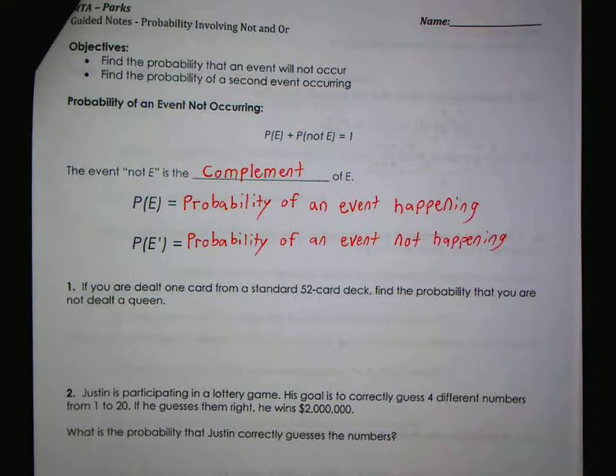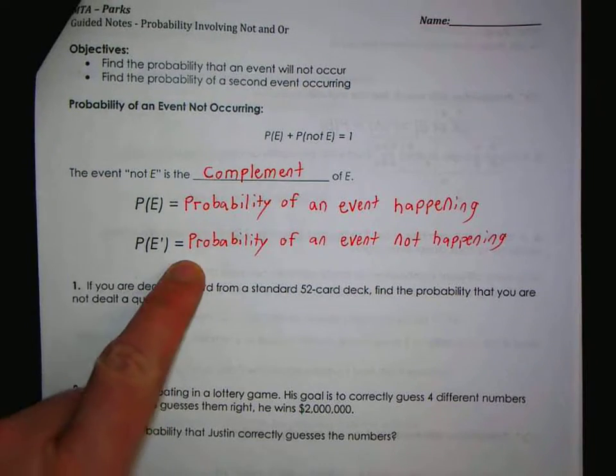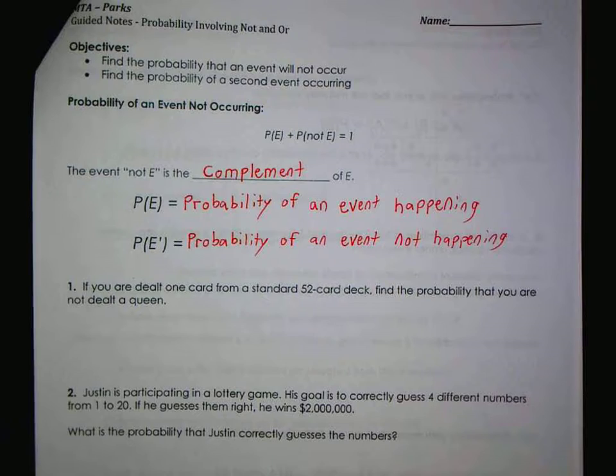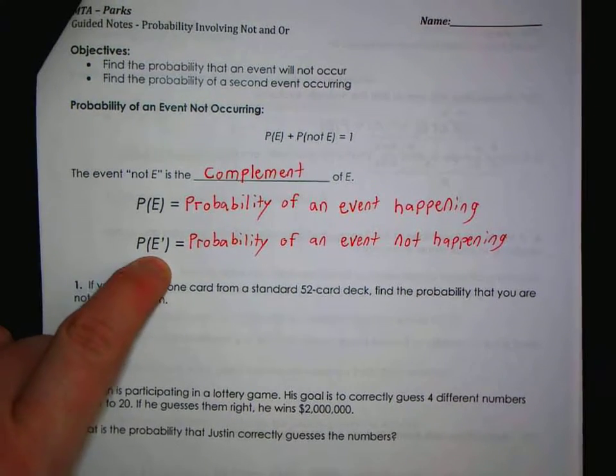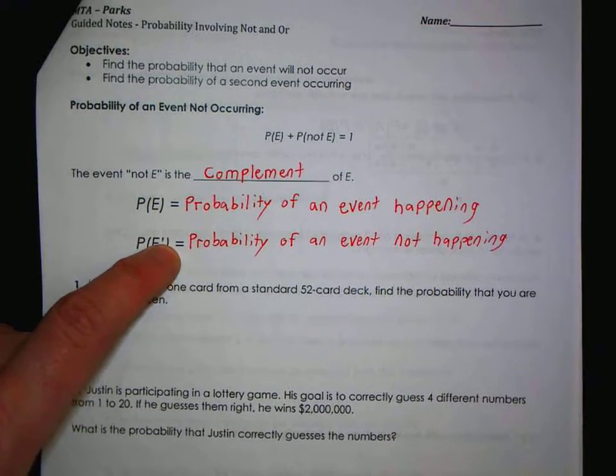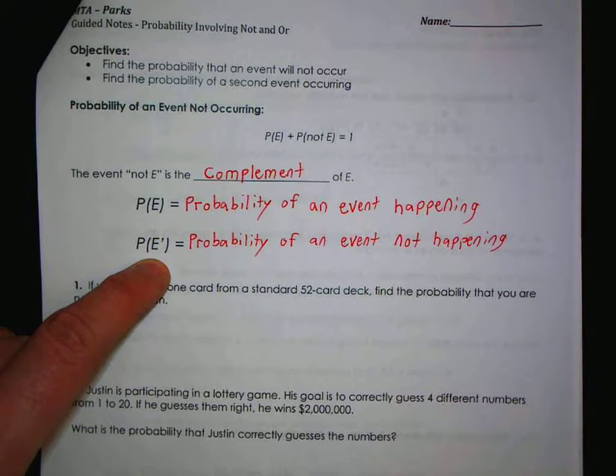So today we're going to learn about two things. One, find the probability that an event will not occur. And that's what we call the complement of what will not occur. We also write that as a little line, prime, I guess you could call it, E prime. That just means probability of that event not happening.